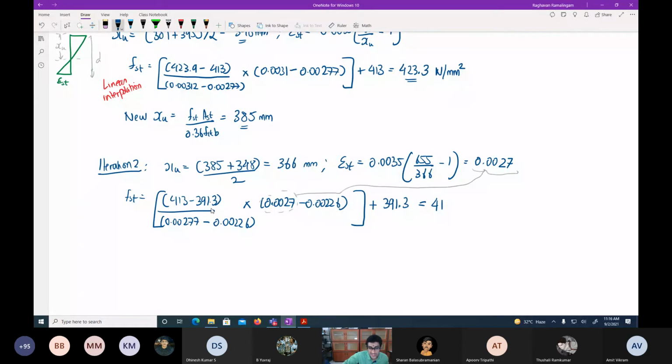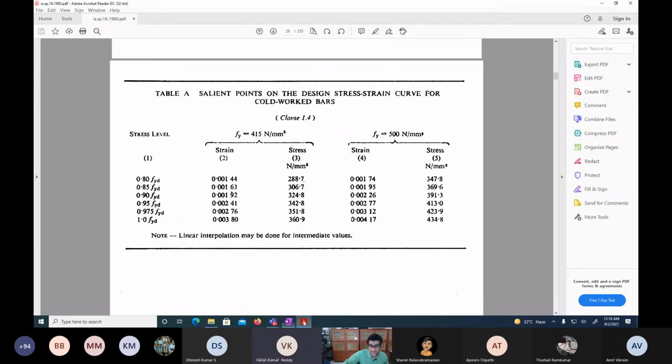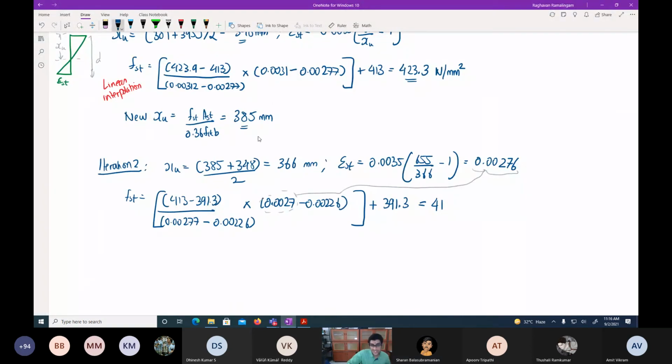So the strain is 0.00276, sir. So 413 only is the answer. Strain itself is 0.00276, sir. Yes, sir, it's epsilon ST. So this is 276, sir. Then it will be okay. Then it will be 413 per mm square.